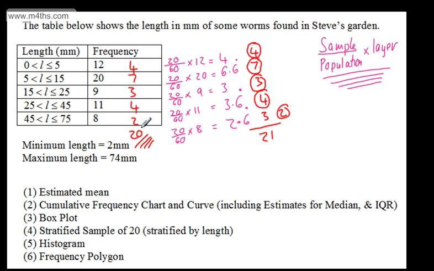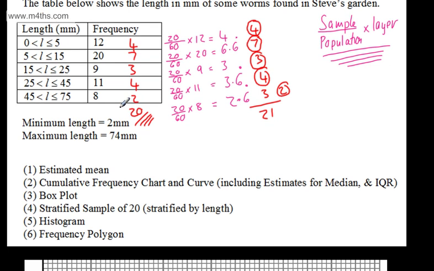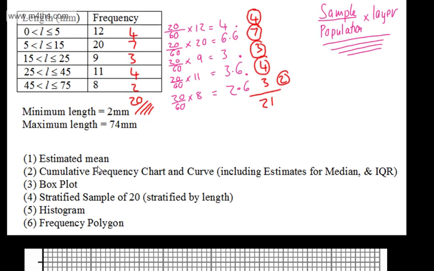A stratified sample is proportional to the size of the layer. So for example, this is proportional. We needed a third of the whole data set, so we have a third of the first category. So okay, that's a stratified sample.